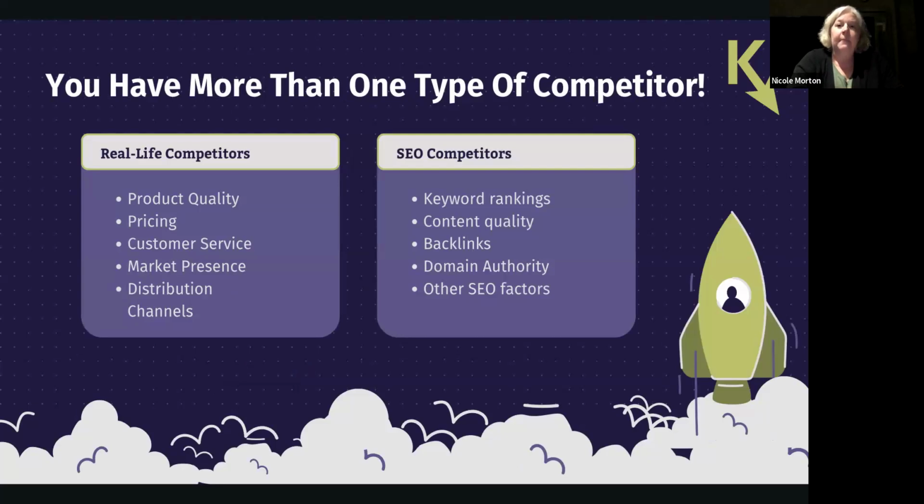But at the same time, Google has a set of competition that it's setting you against online. And to be fair, all search engines, but really it's Google. So this could be anything from websites, blogs, social media profiles, or anything that's competing with you for visibility and online traffic in search engine results. So these are things we're competing against with keyword rankings, content quality, the quality and number of backlinks, your overall domain authority, and other SEO factors.